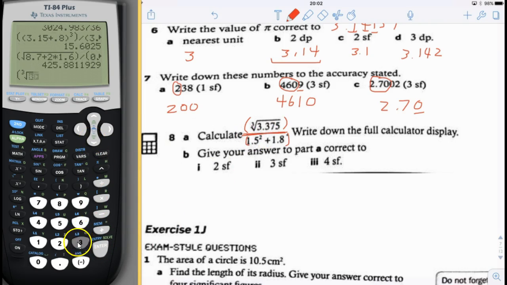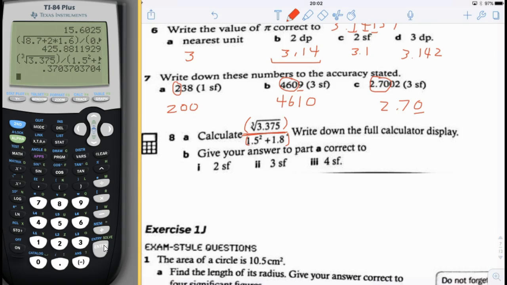And inside the cube root, we're going to type 3.375. Okay. Now, parentheses, divided by, parentheses, 1.5 squared plus 1.8. And the answer is 0.370, repeating.